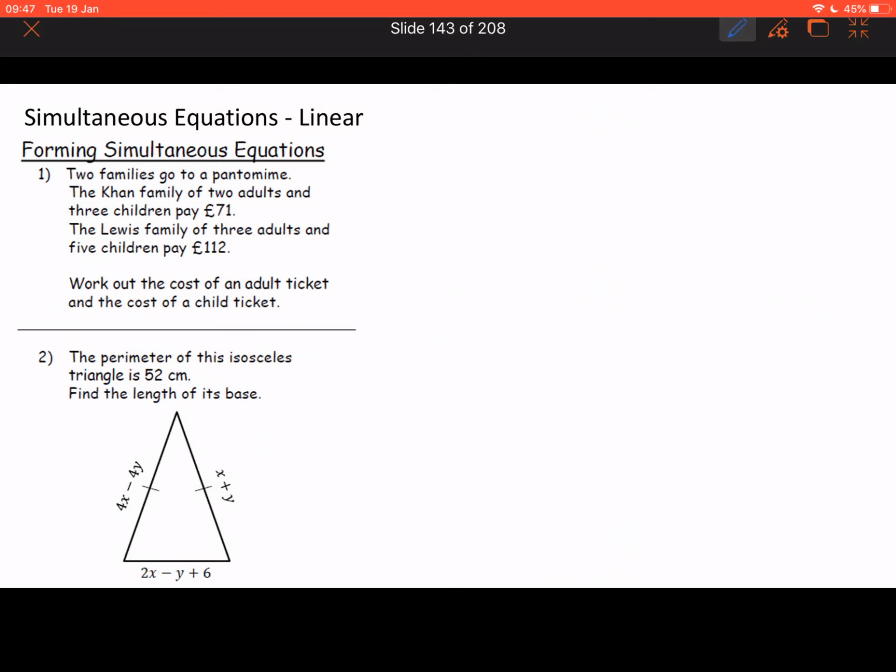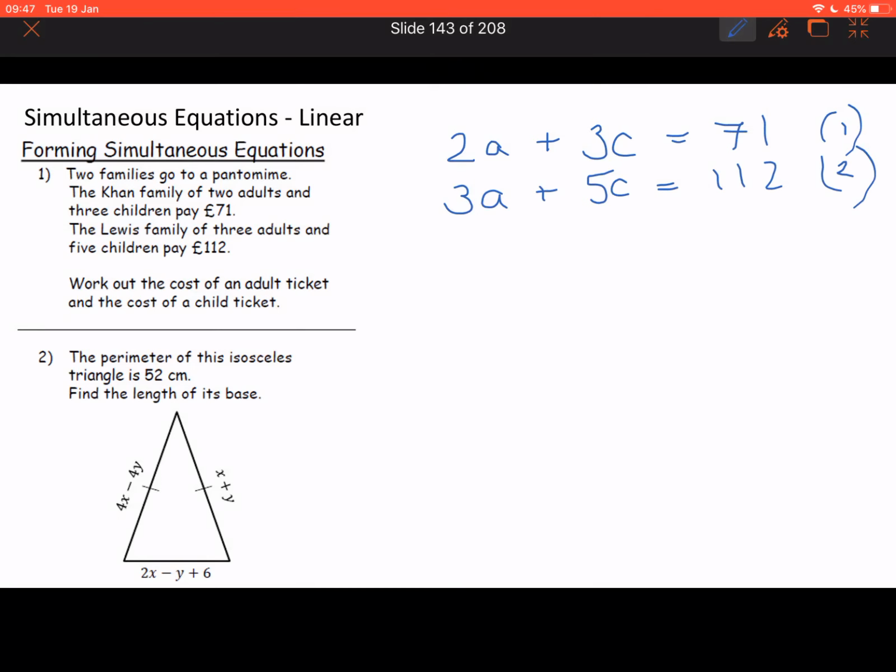So from the Khan family, we've got 2 adults and 3 children, and they pay £71, and I'm going to call that equation 1. And then the Lewis family, there are 3 adults and 5 children, and they pay £112, and I'm going to call that equation 2. So both of my A's are positive, both of my C's are positive. So this is looking like a difference model.